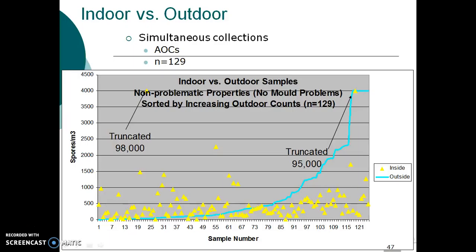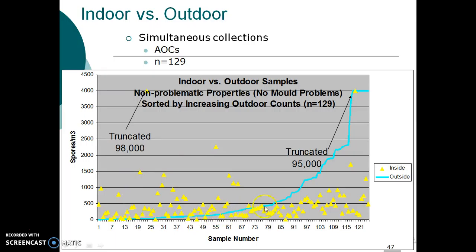So in this particular case, where we have properties that don't have mold problems, according to the certified mold guys that are out there, the spore concentrations inside should be lower than outside. But what we really find is that about half the time, the spore concentrations inside are going to be higher than outside. In fact, sometimes they're going to be significantly higher. In this particular case, we've got it truncated. If we were to take this data point and really put it where it needs to be, it'd be off the chart. So I've had to truncate it and bring it down to here. But these are all samples where the indoor is higher than the outdoor.